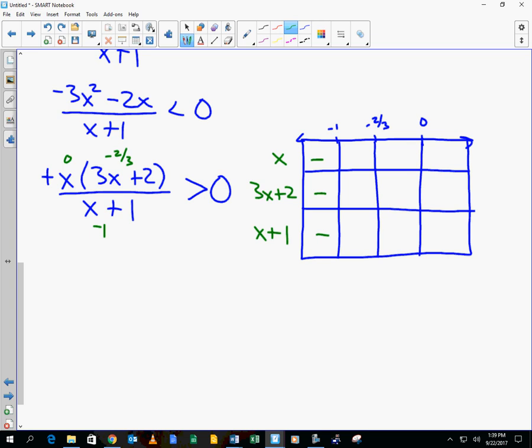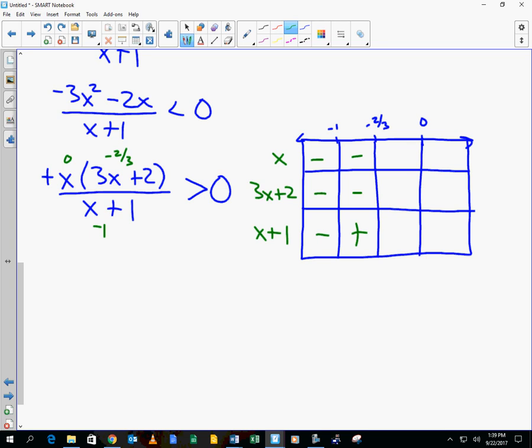Just go to a decimal. Negative 0.9. That's a nice, easy number to multiply by. Sure, negative 0.8 is fine too. But we'll do negative 0.9. 3 times negative 0.9 is negative 2.7. Plus 2 will be a negative still. But negative 0.9 plus 1 will be a positive.